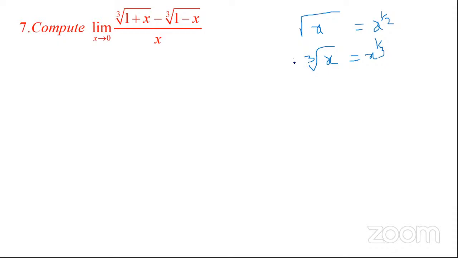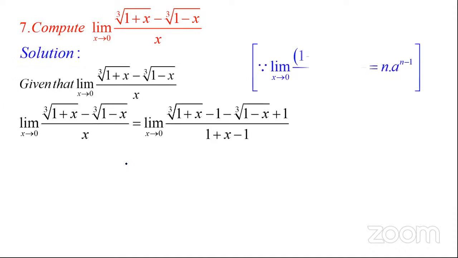If you substitute this value as n, then this value is also n. That is a formula. Then the solution: this formula is x power n minus a power n, divided by x minus a. So the left hand side value is this one.